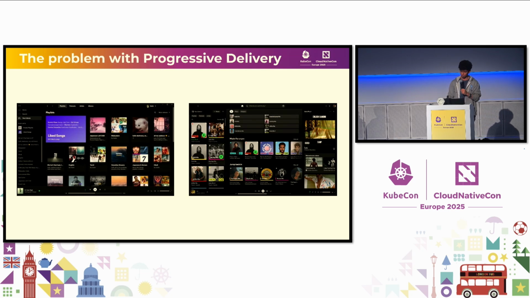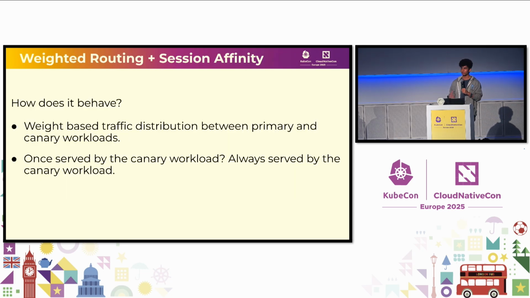So, but how do we solve this, right? So we came up with a new sort of deployment strategy which combines weighted routing with session affinity. So session affinity is nothing new. It's been well established. We know that if we want users to continuously hit a particular workload or particular service, you use session affinity, which introduces stickiness, right?